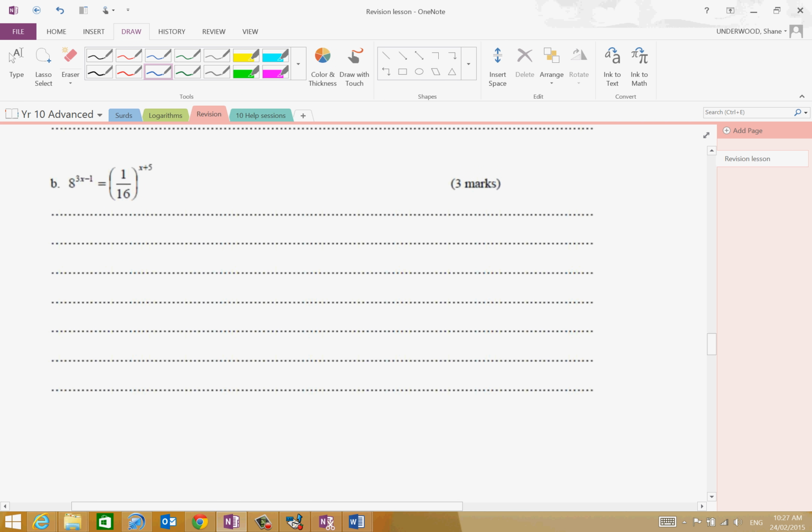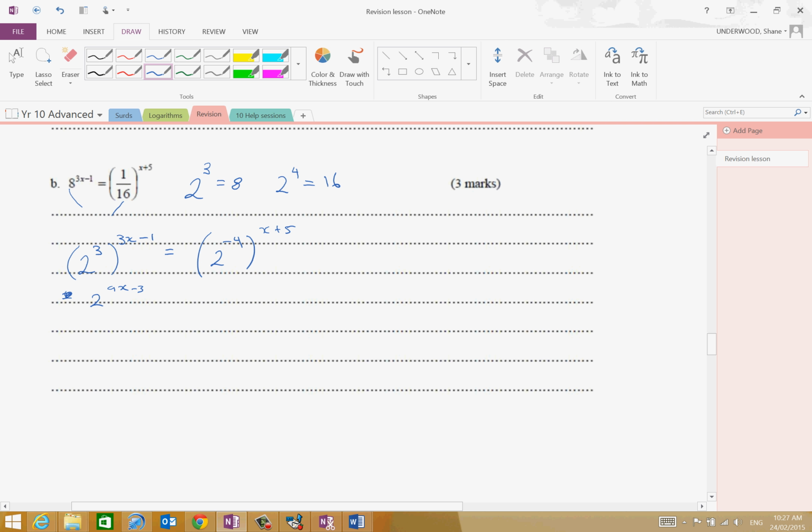Okay, so the hint with this question is 8 and 16. So what we need to do is think about what number, which is 2, because 2 to the power of 3 is equal to 8 and 2 to the power of 4 is equal to 16. So what we're going to do is we've got 2 to the power of 3x minus 1 is equal to 2 to the power of negative 4x plus 5. That is equal to 2 to the power of 9x minus 3.